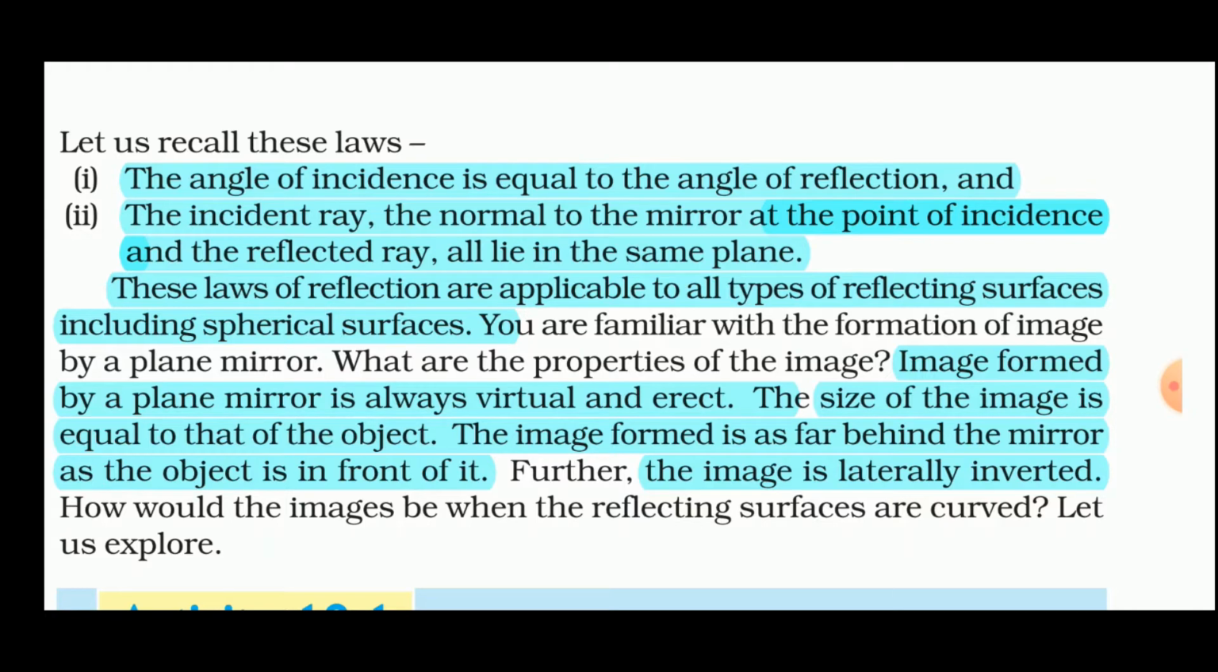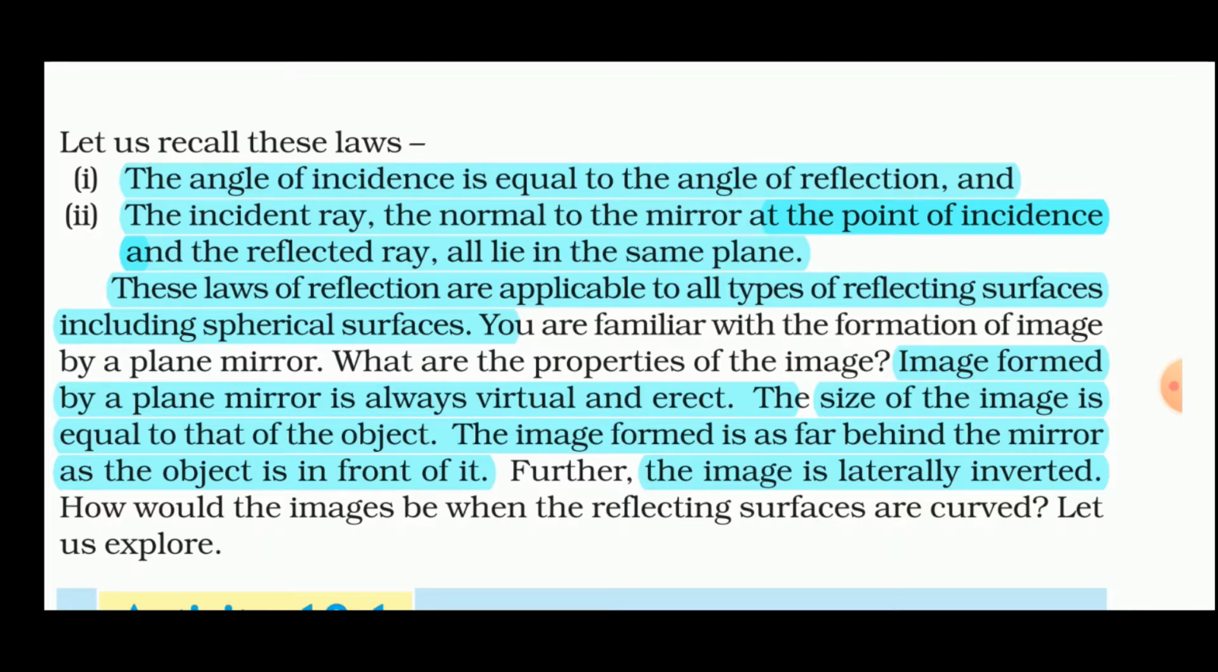Now the question arises, what would be the images when the reflecting surfaces are curved? An example of a curved reflecting surface is the spoon. You can see it is curved from inside and the outer part is bulging. You can see your image inside the curved part as well as on the bulging part. Such reflecting surfaces are called spherical reflecting surfaces, meaning curved reflecting surfaces.